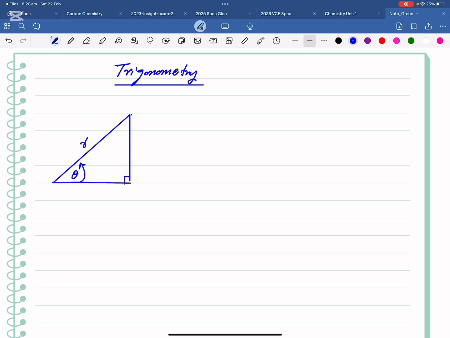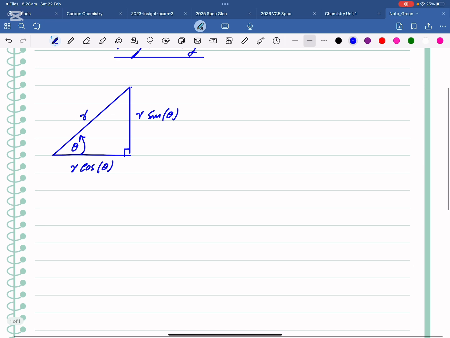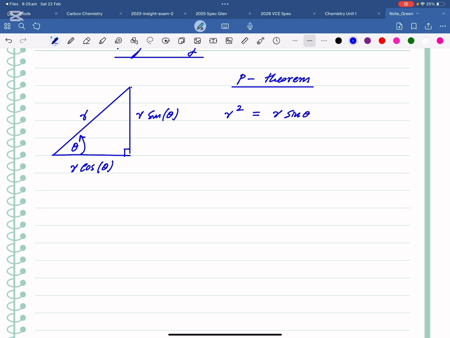So if you have that, this side is going to be r sine theta, yeah? And then this is going to be r cos theta. That we know. Now, what we are going to do, we will use Pythagoras theorem here. So Pythagoras theorem is r squared is equal to r sine theta squared plus r cos theta squared.